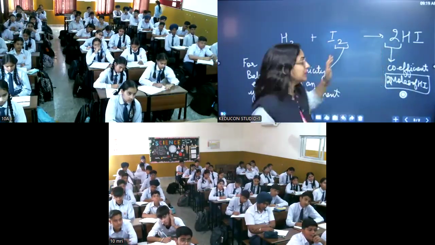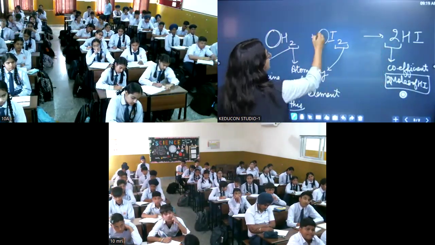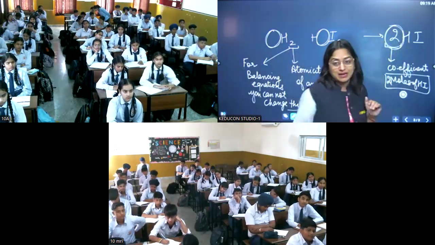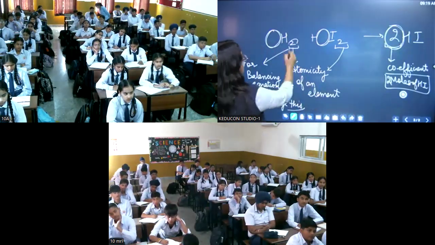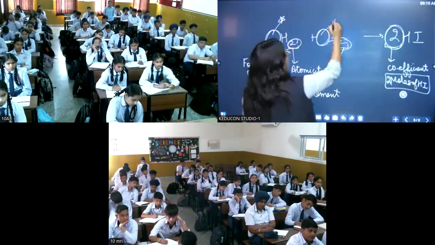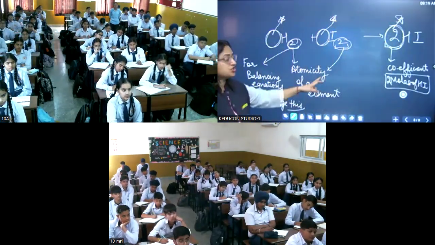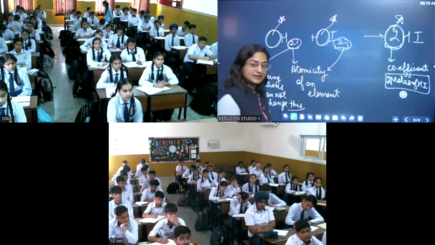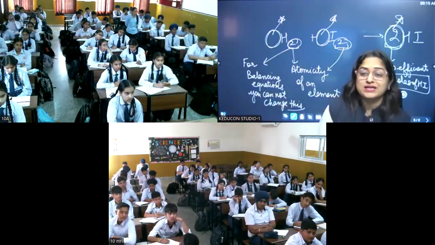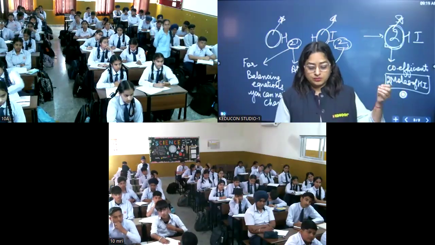You can only change the number which is placed before these molecules or atoms. You can just change this number during balancing. You cannot change this number, which is atomicity. You can just multiply this with the coefficients, but you cannot change the atomicity of any element, right?